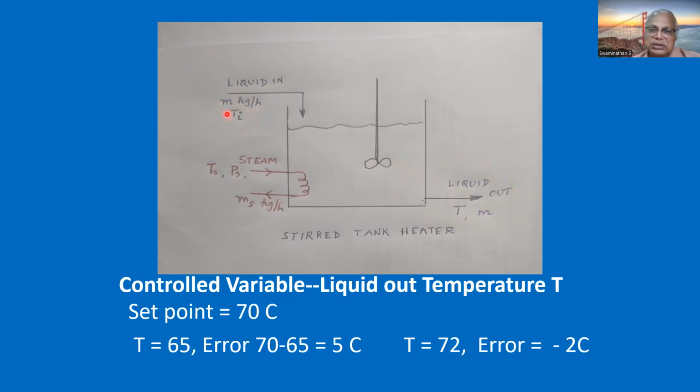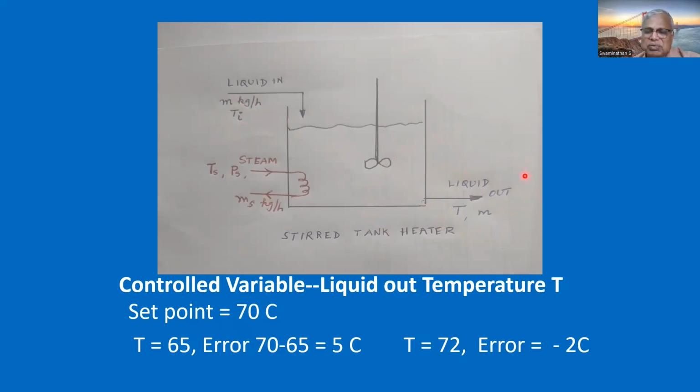Similarly, liquid inlet temperature is also a load variable. You might have designed this process to heat the liquid from Ti to T. Let's say Ti is 30 degrees. I have designed this process to heat this liquid from 30 degrees centigrade to a set point of 70 degrees centigrade. If the inlet temperature changes from 30 to 25, then there will be a change in the control variable. The control variable value will be affected. So the liquid inlet temperature also is a load variable.